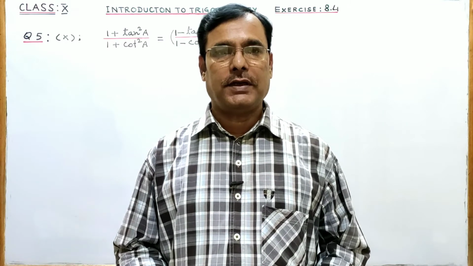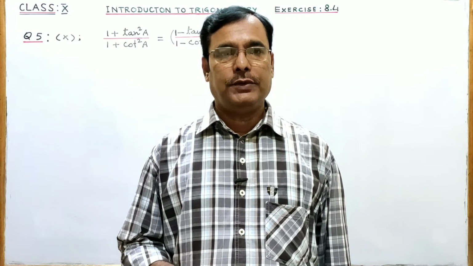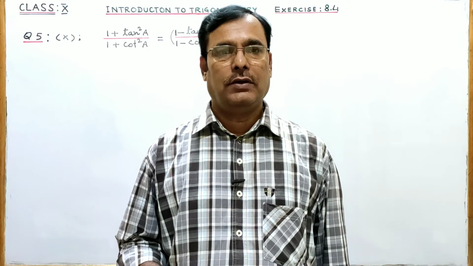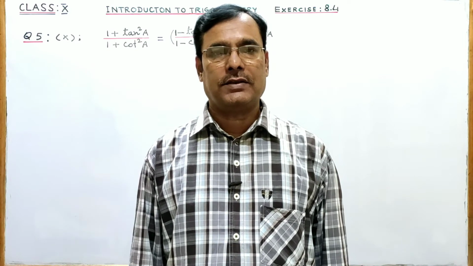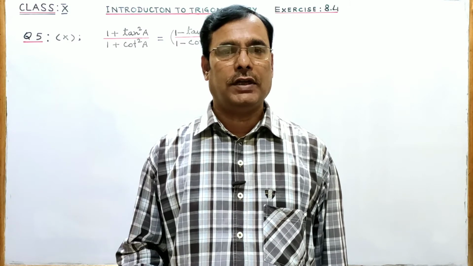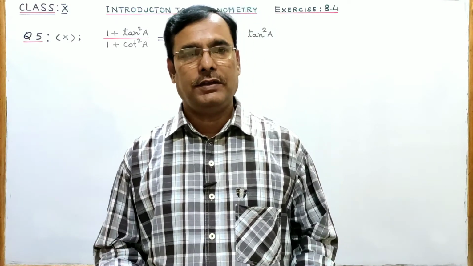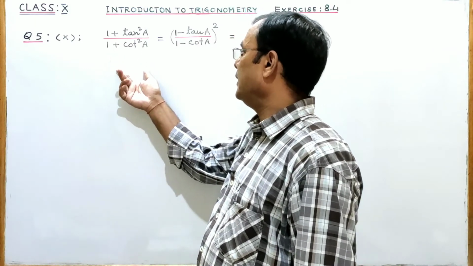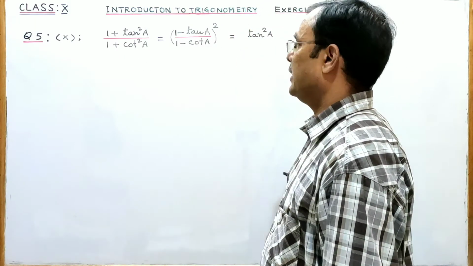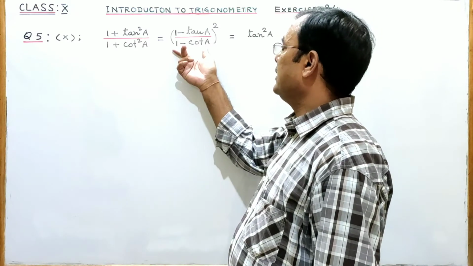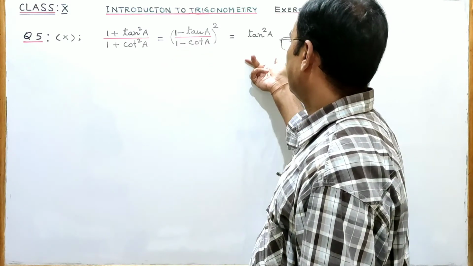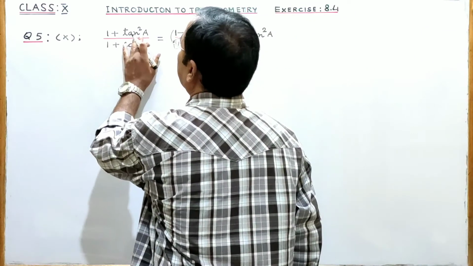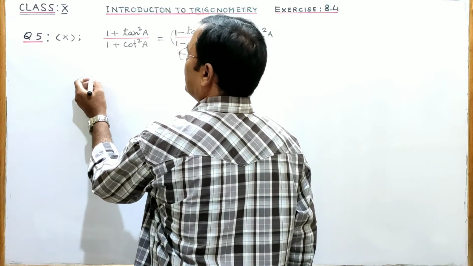Now 10th and last part of question number 5. Prove that 1 plus tan square a by 1 plus cot square a equal to 1 minus tan a by 1 minus cot a whole square equal to tan square a. So in this question we will first simplify this first part and prove it equal to tan square a. Then we will simplify this second part and prove it equal to tan square a. So let us take first 1 plus tan square by 1 plus cot square.